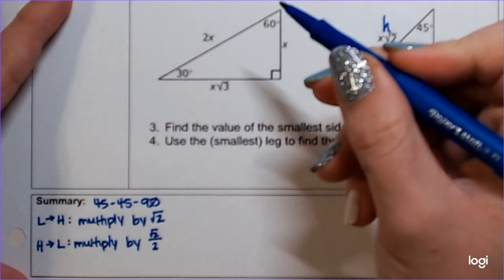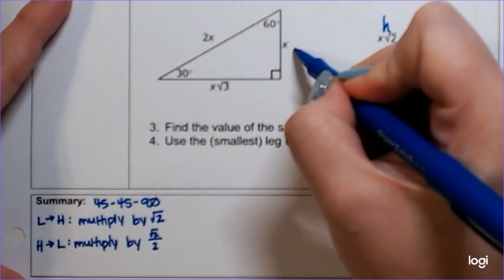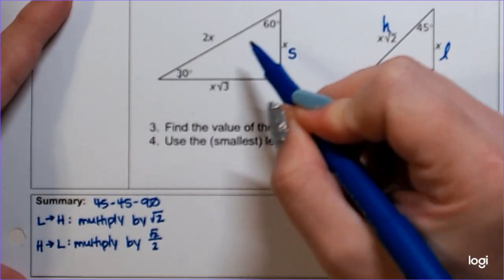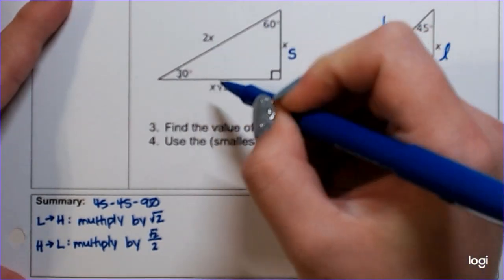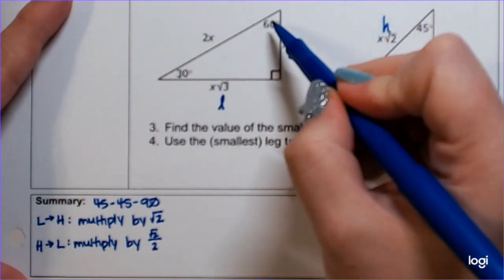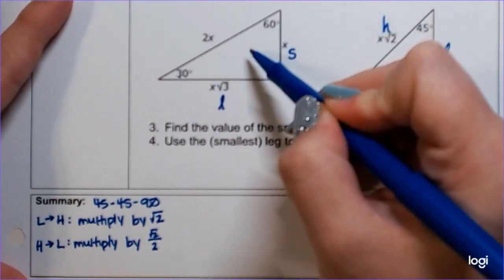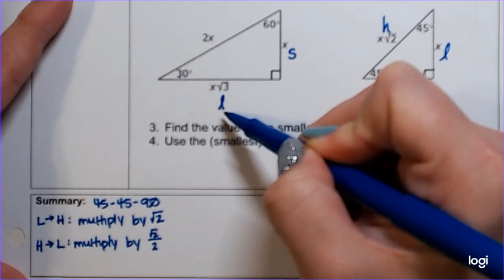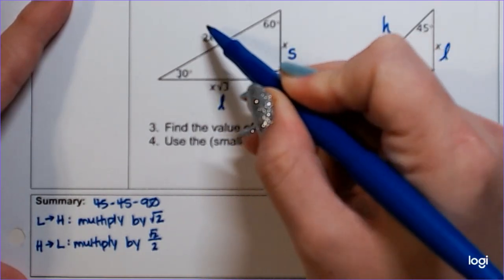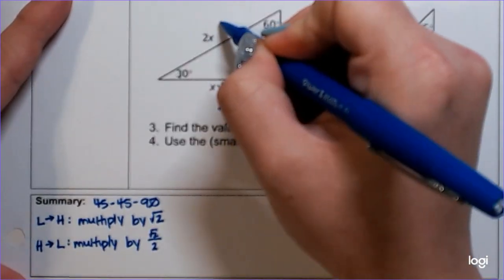Alright, so let's label the 30-60-90. This is called the short, opposite of the 30 degrees. That's the short. This is the long. I know they use the L again. I don't know why they do that, but it's the opposite of the 60. That L means long, not leg, long. And as always, across from the 90 degrees is our hypotenuse.